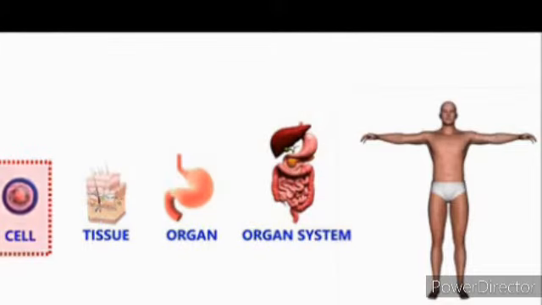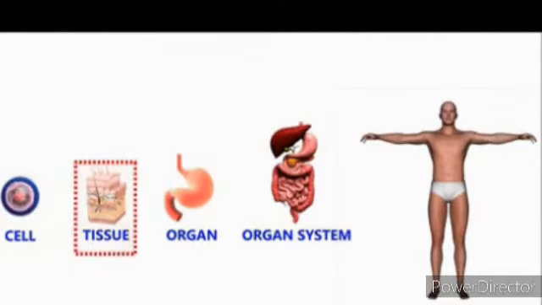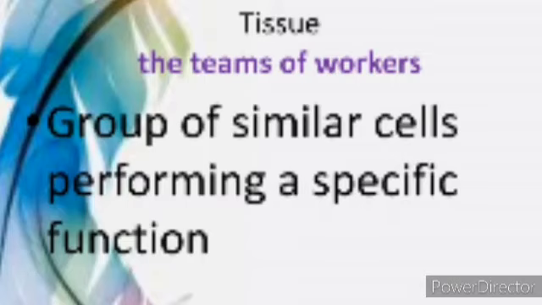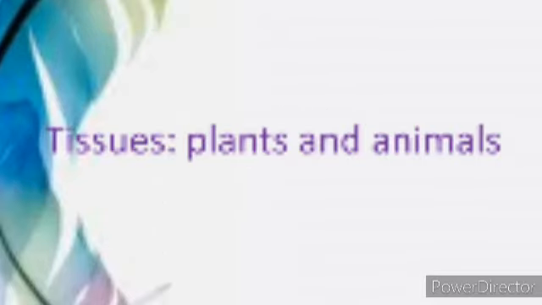functions. If a cell is called the basic unit of life, then a group of cells that are similar in structure and work together to achieve a particular function forms a tissue. Tissues are classified into two major types: plant tissue and animal tissue.